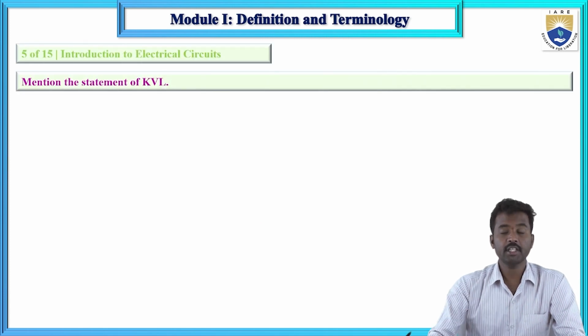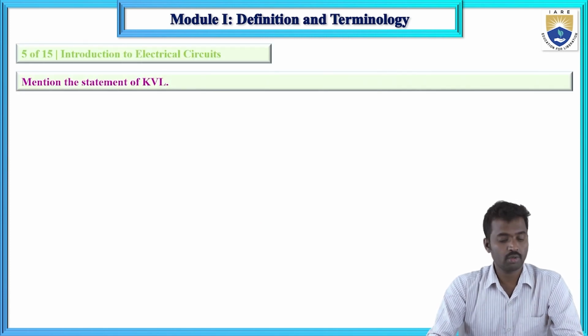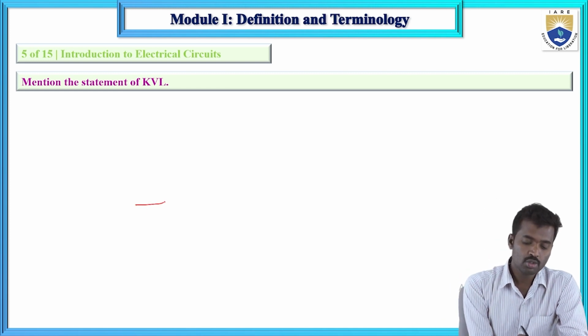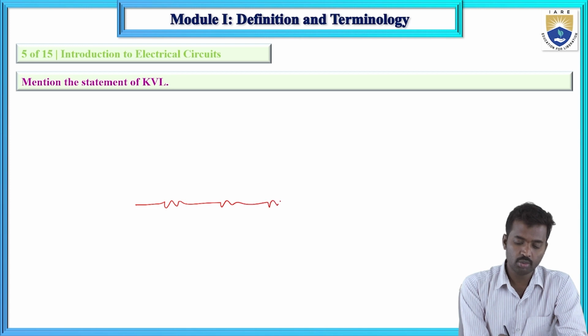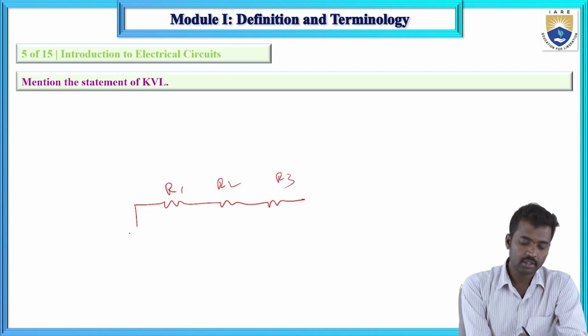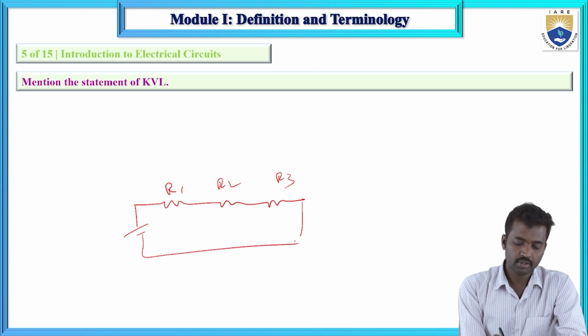Next, mention Kirchhoff's voltage law. Kirchhoff's voltage law means the algebraic sum of voltages in a loop equals 0. Now here, how many elements? 1, 2, 3: R1, R2, R3. Next, this one is the voltage source.